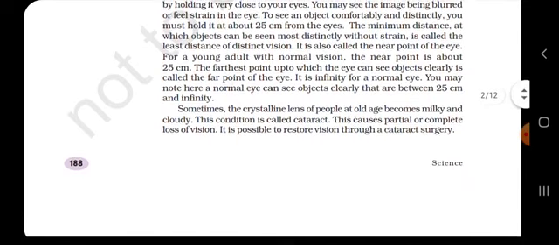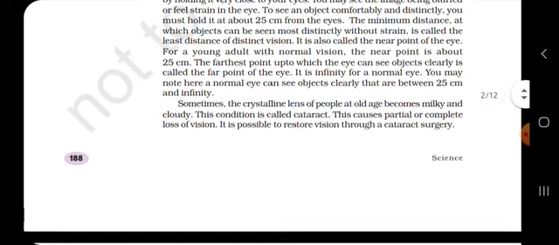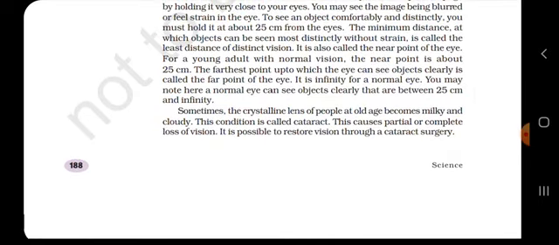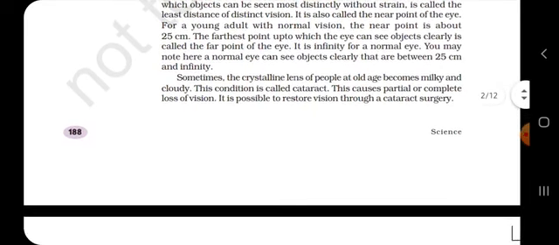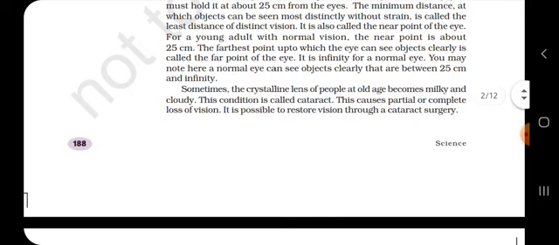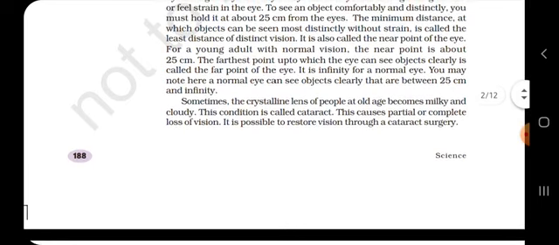We also saw one of the diseases of the human eye, and that was cataract. In old age, people's crystalline lens can become milky and cloudy, and this can lead to partial or complete loss of vision, and that is known as cataract. It is possible to restore vision through cataract surgery. Okay, cataract is the milky or cloudy layer found on the crystalline lens and can lead to partial or complete loss of vision.